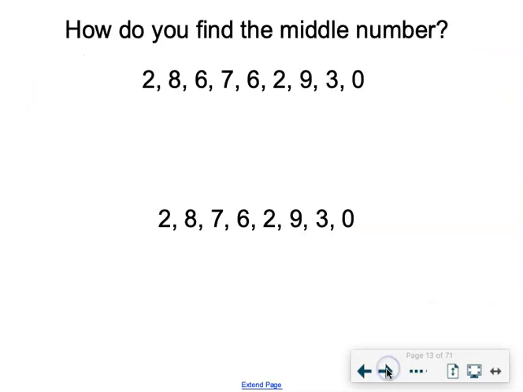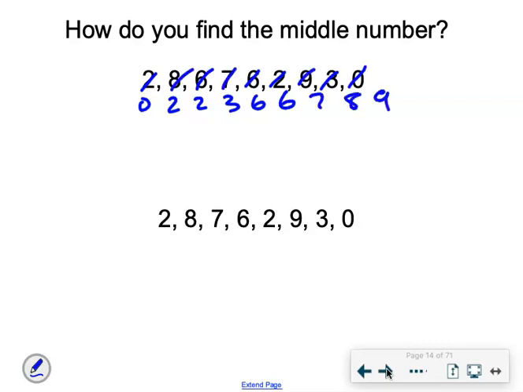Ignore the bell. So first thing, how do you find the middle number? So this is just the median, right? The median is exactly in the center of the data. Make sure that you have the numbers in order first. Otherwise, you won't be able to get the median correctly.